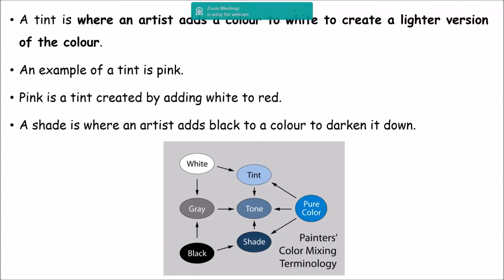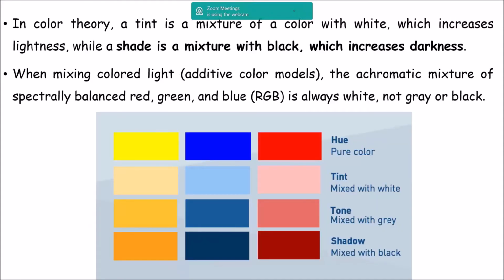So that is why we say these three color tones are very important. In color theory, a tint is a mixture of a color with white, which increases the lightness, while a shade is mixed with dark, which will increase the darkness. We just spoke about it, right? Now, when mixing colored lights, you will get something called an achromatic mixture of a spectrally balanced color. We call it the RGB, or red, green, and blue. So that is also important.